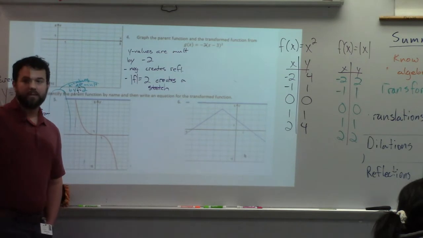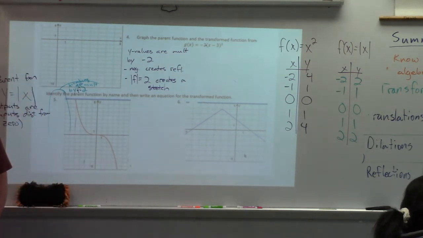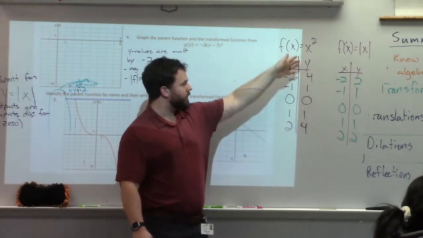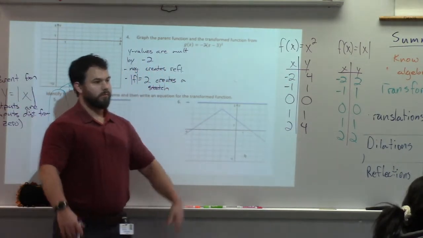Remember, the negative creates the reflection. That factor other than 1 or 0 is what creates a stretch. Well, creates a dilation. And so when I look at the y values in the table, what should I have done to those y values? Multiply by -2. That's it.